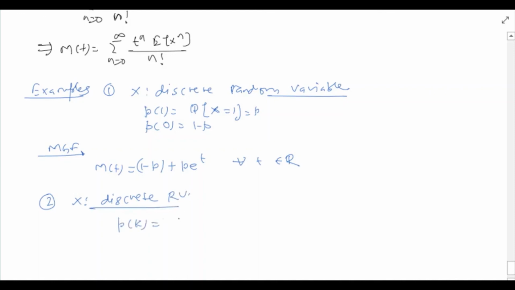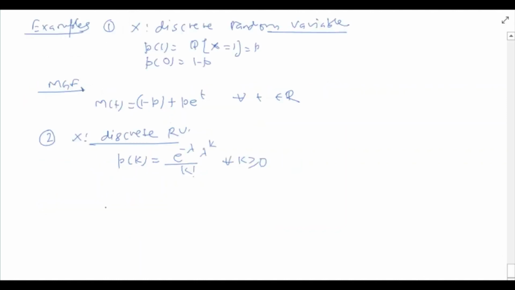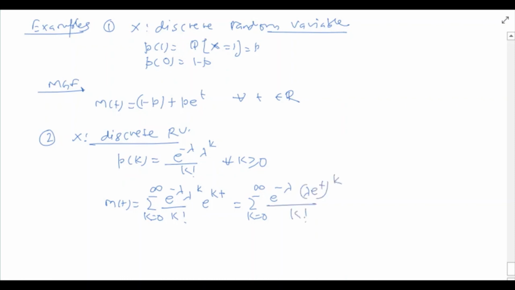P_k is e raised to minus lambda, lambda raised to k divided by factorial k, for all k greater than or equal to 0. In this case, M(t) can be seen to be equal to the sum over k equals 0 to infinity of e raised to minus lambda, lambda raised to k divided by factorial k, times e raised to kt, which is the sum over k equals 0 to infinity of e raised to minus lambda, (lambda times e raised to t) whole raised to k divided by factorial k, and this can be seen to be equal to exponential of lambda times (e raised to t minus 1).